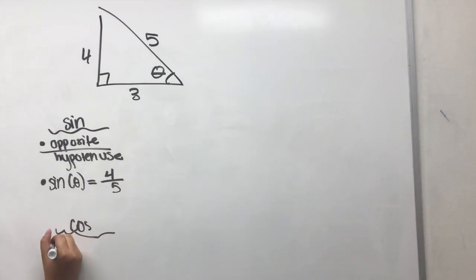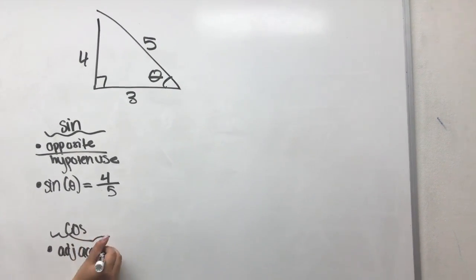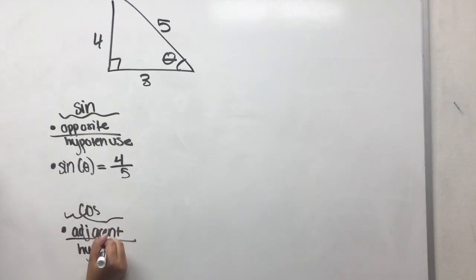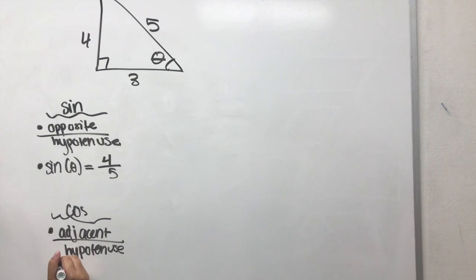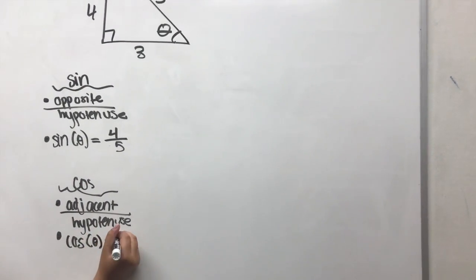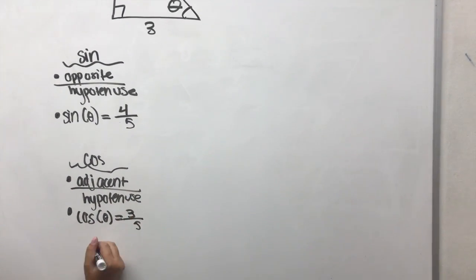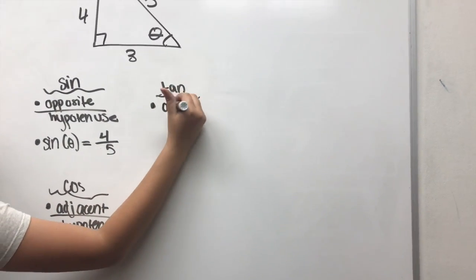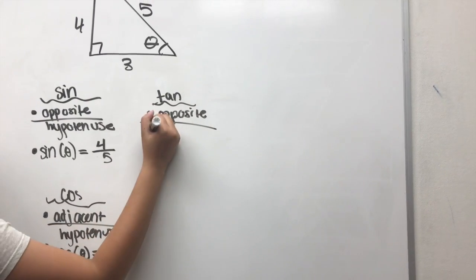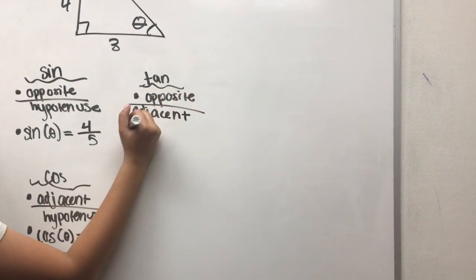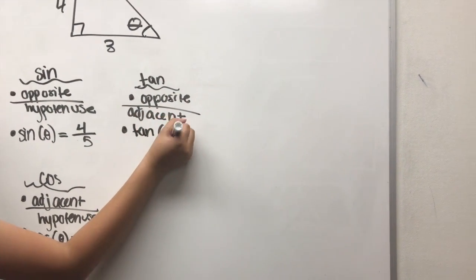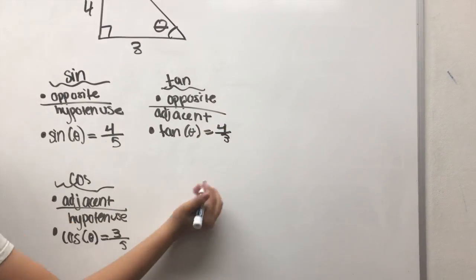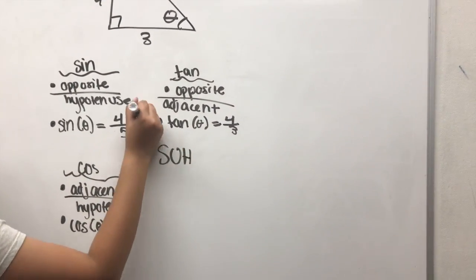Next we have cosine. Cosine is the adjacent side of the marked angle over the hypotenuse. The equation for this one is cosine of angle theta equals 3 over 5. Lastly, we have tangent. This is the opposite side of the marked angle over the adjacent side. And the equation would be tangent of angle theta equals 4 over 3.